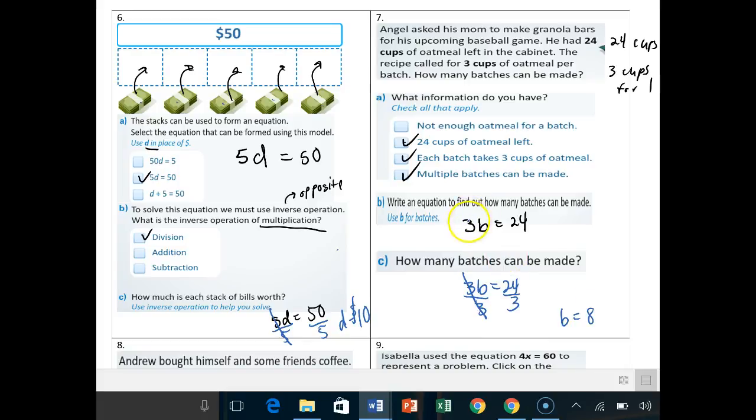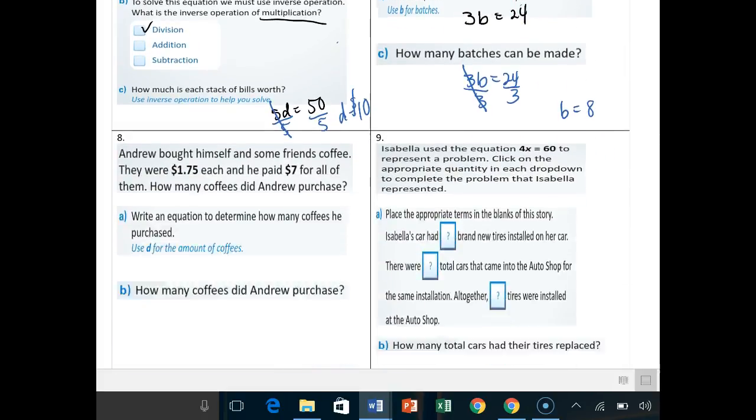What this is saying is 3 times some number gives me 24. What I just found out was that 8 was that number, and 3 times 8 is 24. I'd pause and do number 7 if I were you.